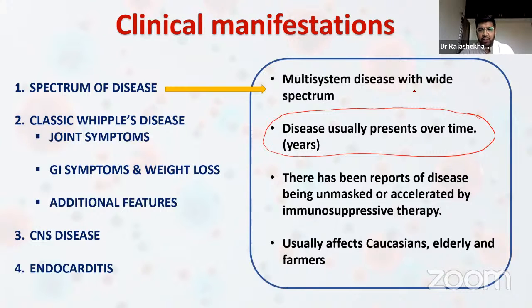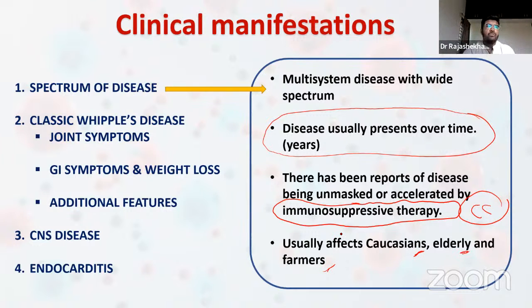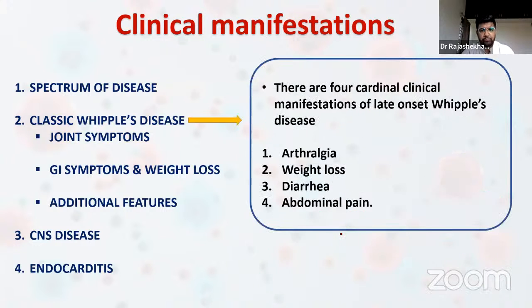disease. There have been reports of the disease being unmasked or accelerated by immunosuppressive therapy, especially cancer chemotherapy, but it can unmask even in immunocompetent patients. It usually affects Caucasians, the elderly, and farmers. We know that it is a very frequent contaminant of sewage and sewage workers. So elderly farmers are particularly exposed to this, and it is a multi-system disease, the spectrum is very wide, and it is a chronic disease.